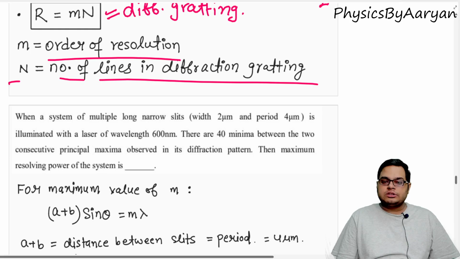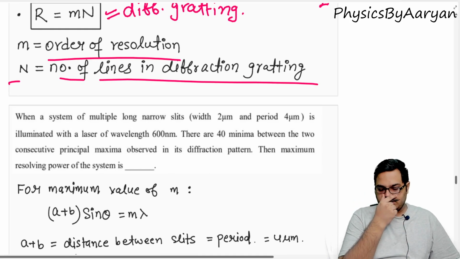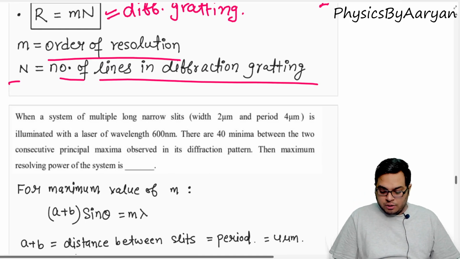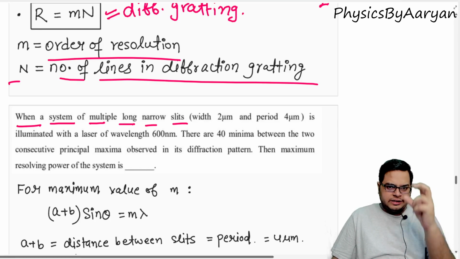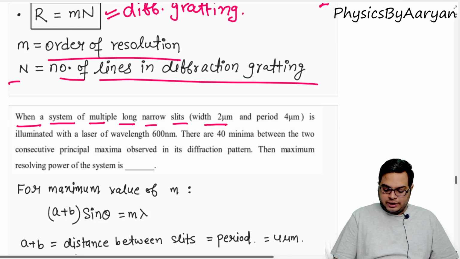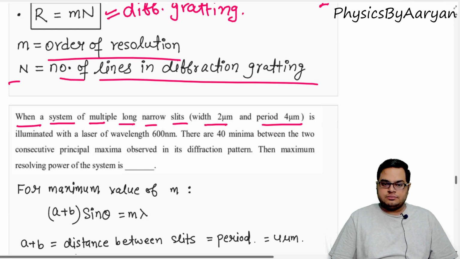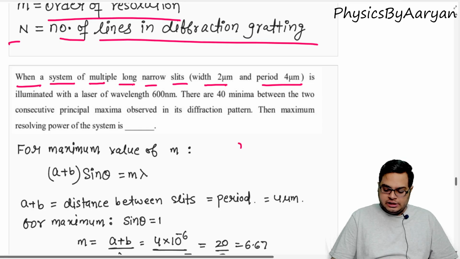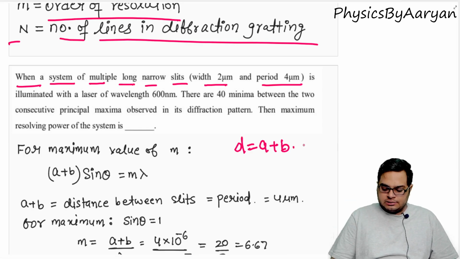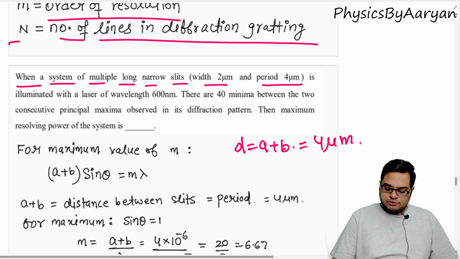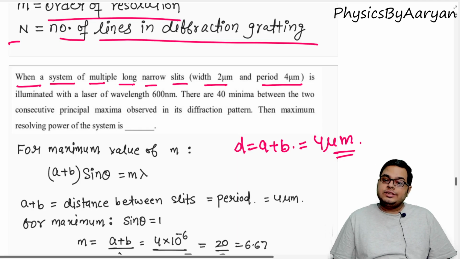And now we will come to the question. So the problem is something like this. A system of multiple long narrow slits. The width of each slit is 2 micrometer and the period is 4 micrometer. Period is basically D, where D is defined as a plus b. D is the period, or you can say the separation between the slits, which is 4 micrometer. So this is directly given to us.